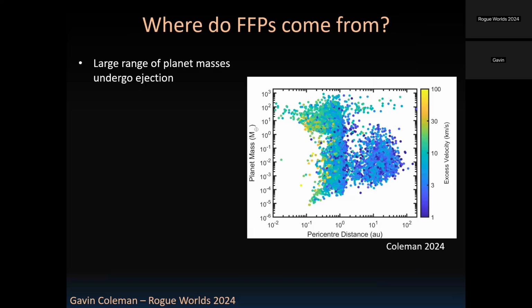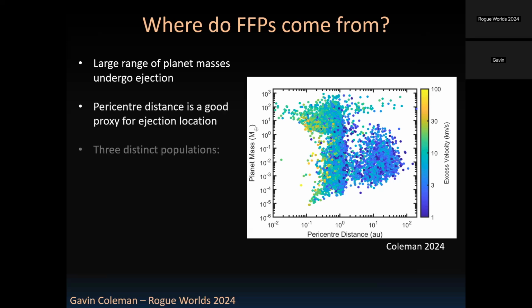Okay. So looking at the population as a whole, this essentially shows the pericenter distance, so this is where the planets were ejected in each simulation, and their planet mass. So you see here there's a large diversity in planet masses, from 10 to the minus 5, all the way up to 10 to the, I think the highest was 2,000, which might be that point one. So that's 6 Jupiter masses in this case.